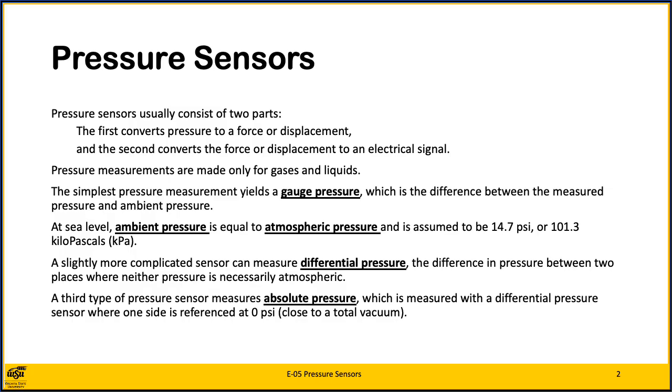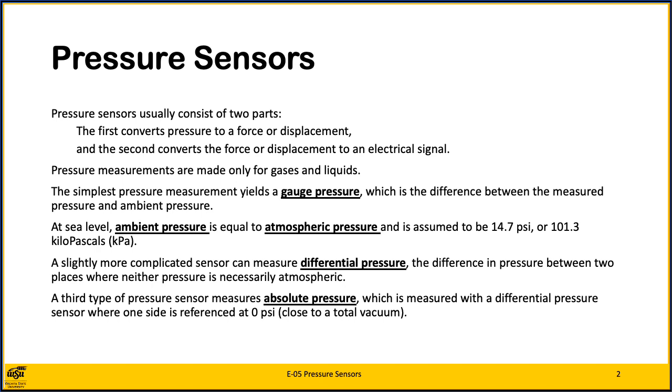Pressure sensors usually consist of two parts. The first converts pressure to a force or displacement, and the second converts the force or displacement into an electrical signal. Pressure measurements are made only for gases and liquids.